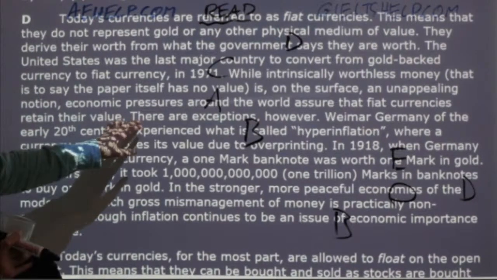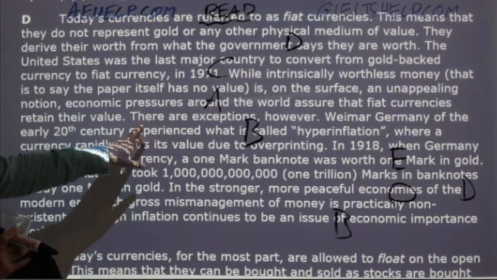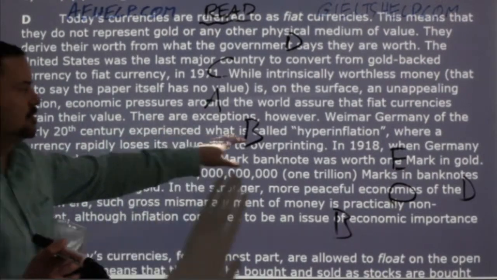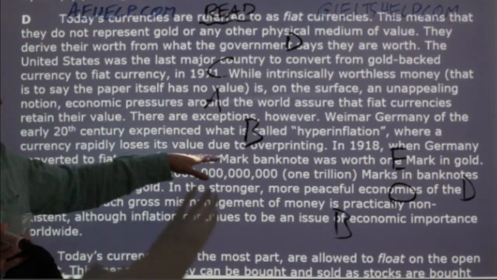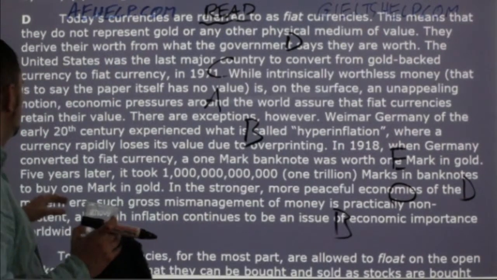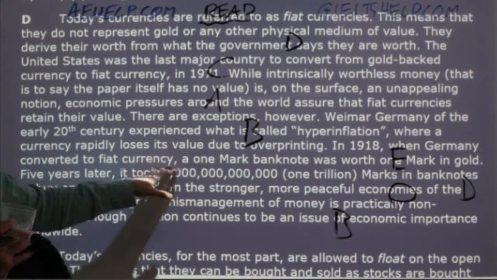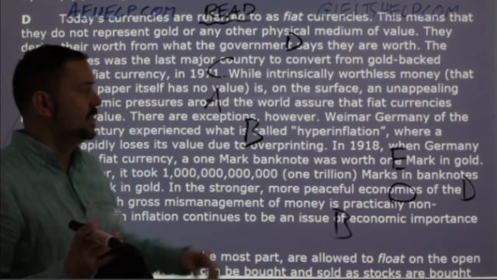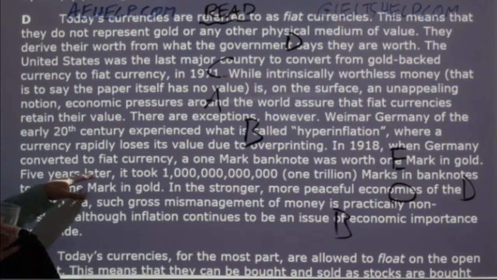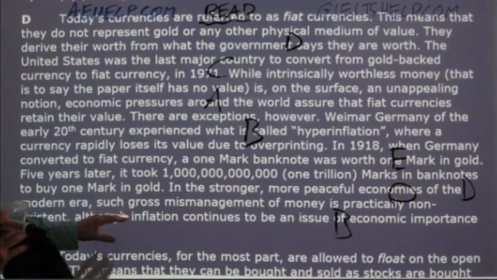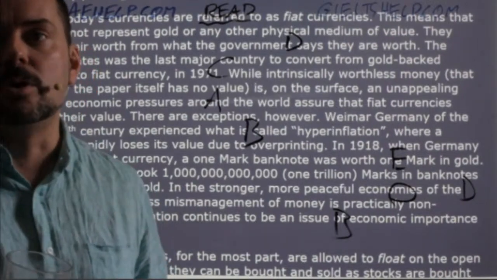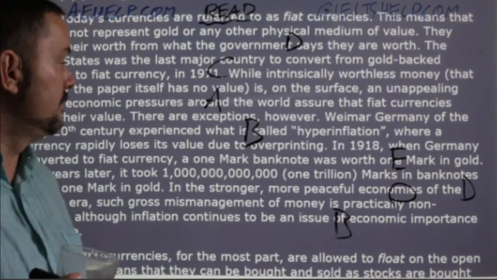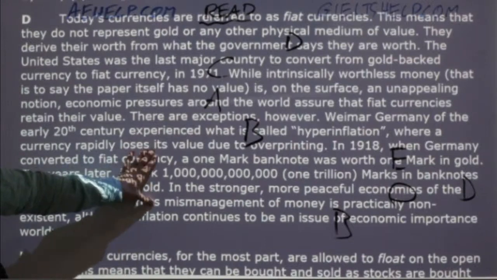So this is where I'm getting my answer from. Okay. There are exceptions, however. Weimar Germany of the early 20th century experienced what is called hyperinflation, where currency rapidly lost its value due to overprinting. In 1918, when Germany converted the fiat currency, a 1 mark banknote, and then here it continues down. Yeah, exactly, Jaineel. It's an example of it, not an explanation of it. And this is an example, okay?